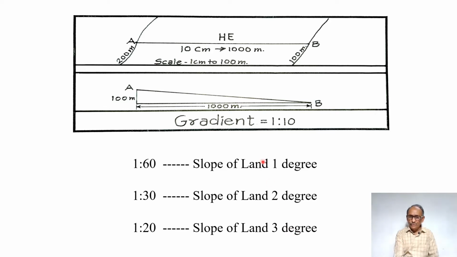Friends, we have used these values for the calculation of gradient. One important thing we must remember is that when you calculate any equation or put values in the formula, care must be taken that both values are in the same unit. That is why we have taken HE as 1000 meters and VI as 100 meters. So 200 minus 100 comes to 100 meters. Now let us try to understand the various methods by which we can calculate the slope of the land.